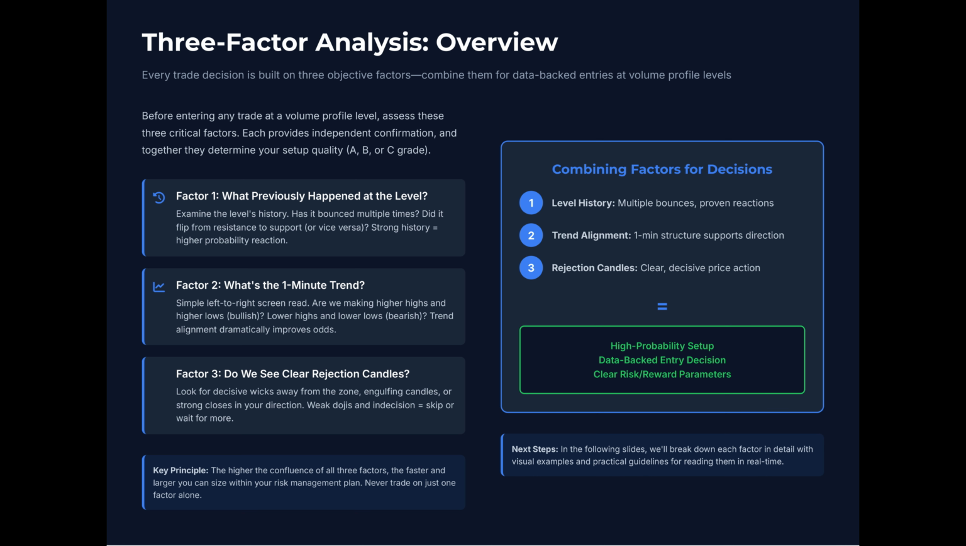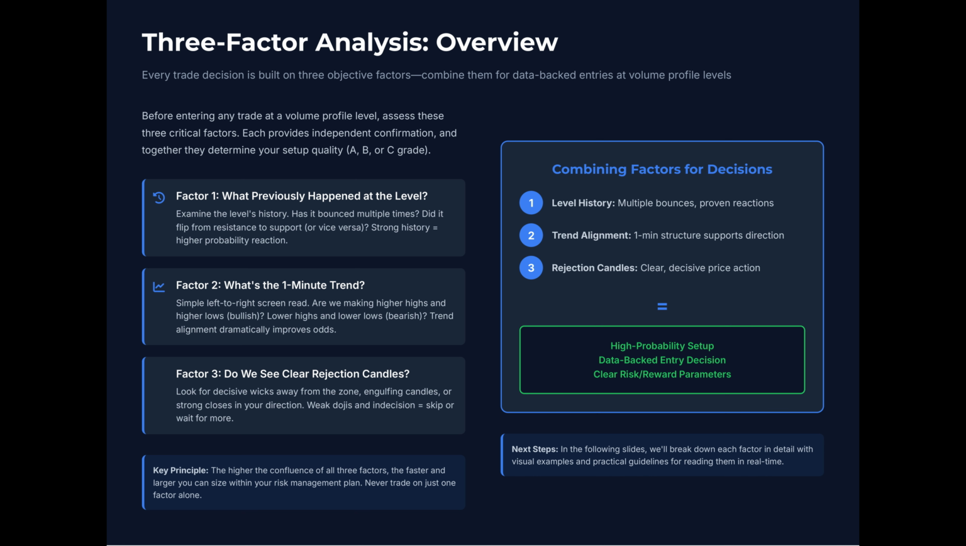So what are these three factors? Let me introduce them. Factor 1, level history. What the market has done at this specific volume profile level in recent sessions. Has the previous day's value area low bounced multiple times? Has the weekly point of control acted as a pivot? This factor measures market memory and institutional behavior.